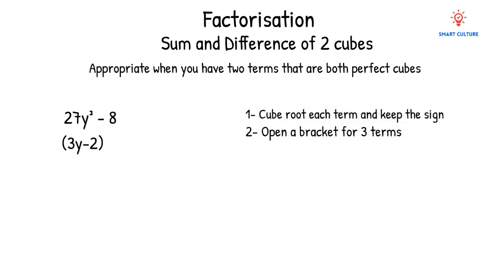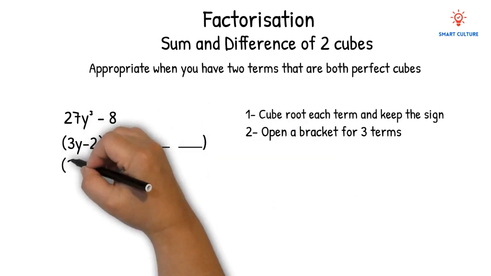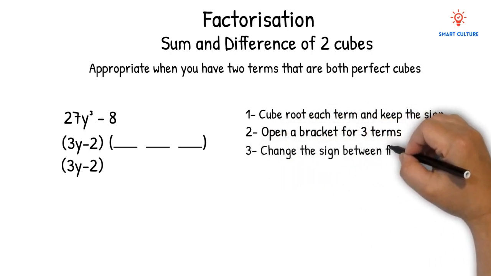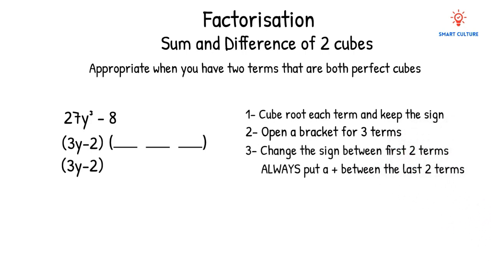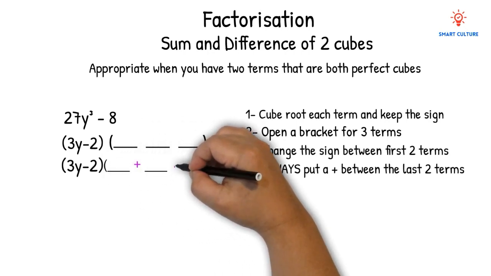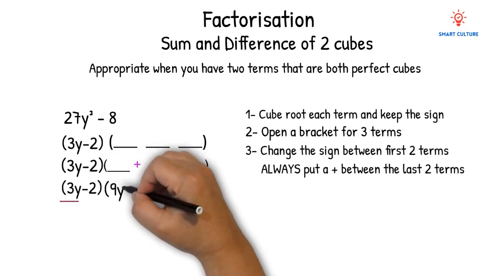Now for step 2, open a bracket for 3 terms. Now we open a bracket and we leave space for 3 various terms. Now let's first determine the signs that need to go into these brackets. First of all, change the sign between the first 2 terms and always put a positive between the last 2 terms. We have a negative in the first bracket. Now we change it to a plus, and in the last one we put a plus always. Now we take a look.